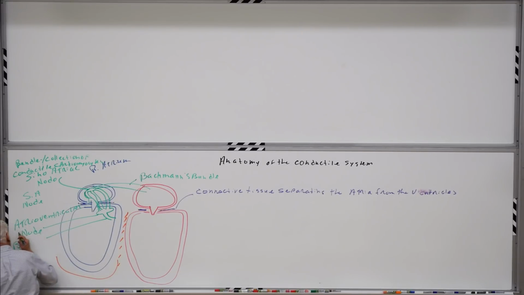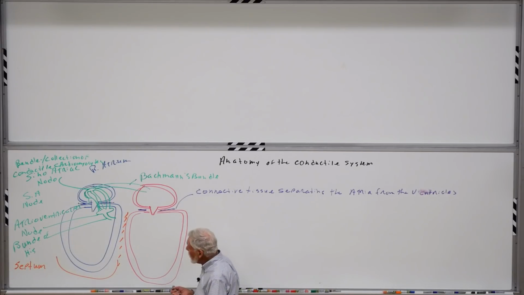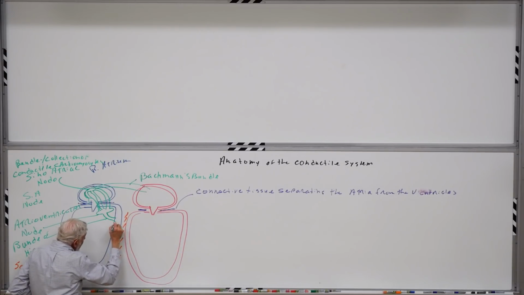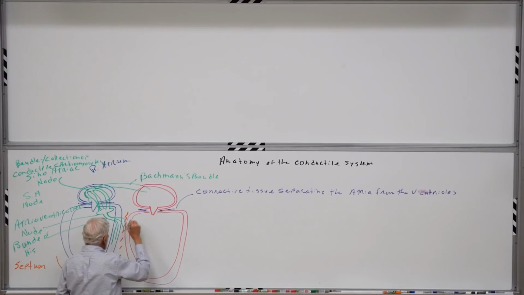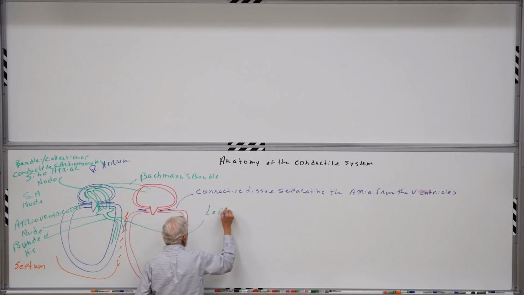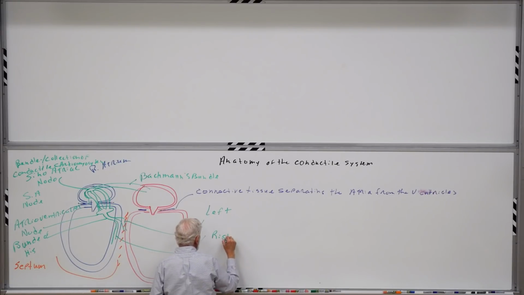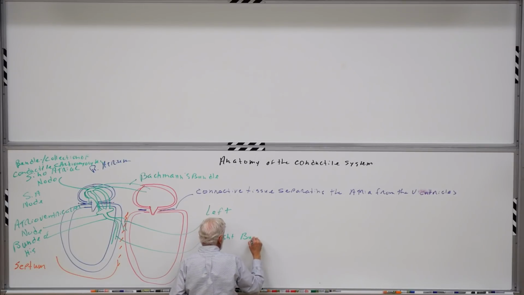This again is one of those unfortunate eponymous names. Again, named after a 19th century physiologist. The bundle of His then separates, it bifurcates into a left and from here right bundle branch.